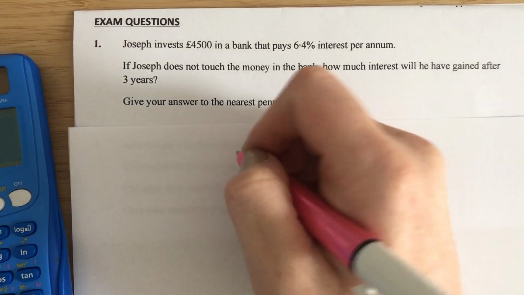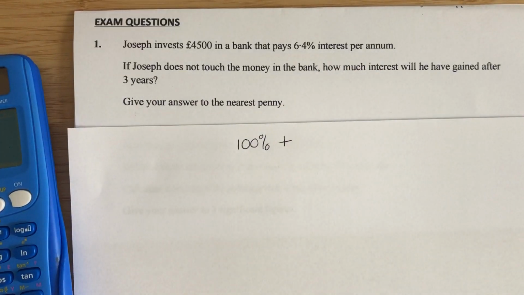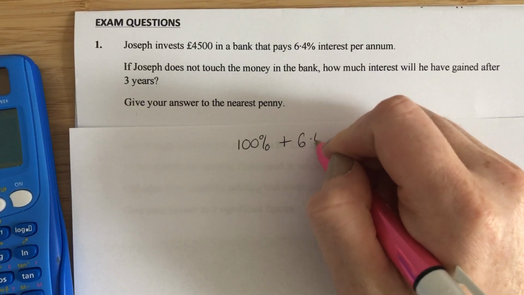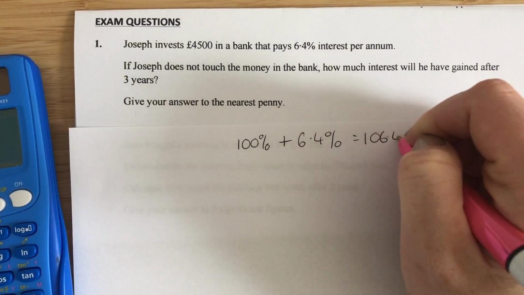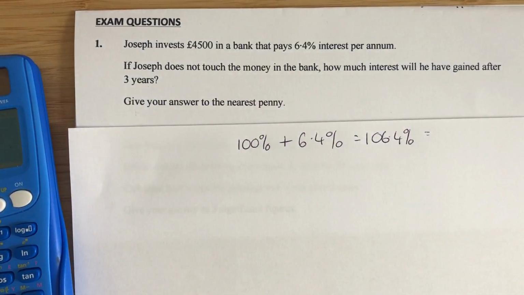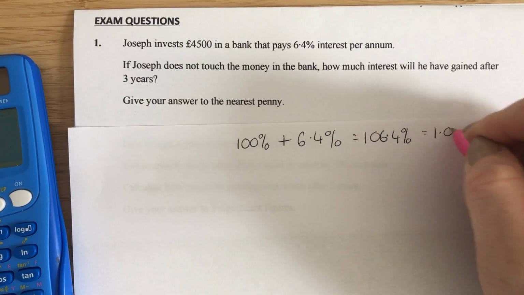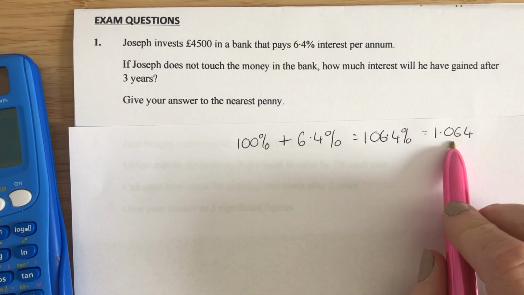So it's going up by 6.4% each year. So we start at 100% and we add, which is the bit that you have to decide whether you add or subtract. Because it's going up, we do 6.4% added on to get 106.4%. So as a decimal multiplier, we're going to have that as 1.064. To get from there to there, we've divided by 100.